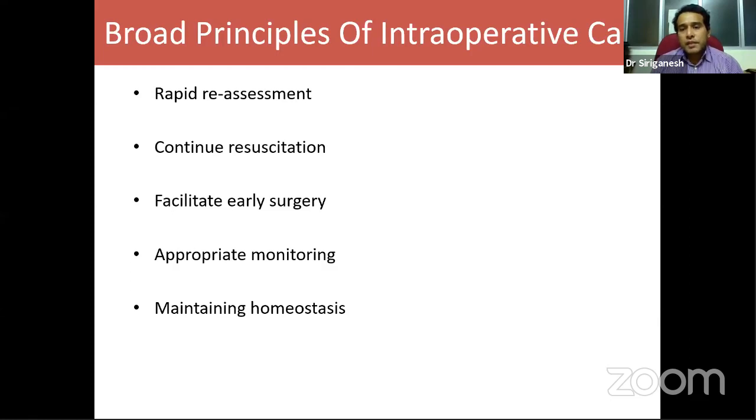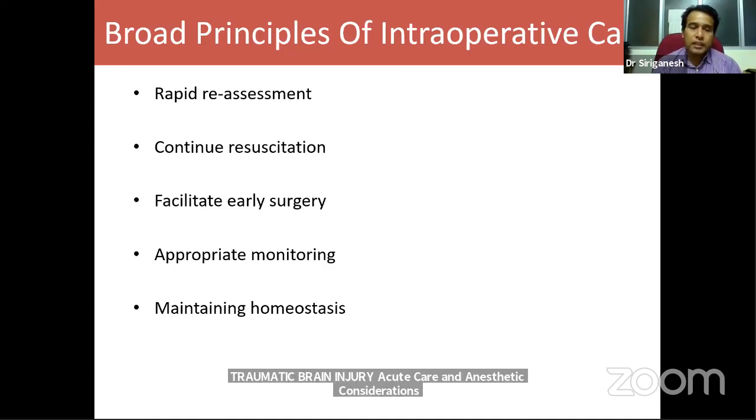The broad principles of intraoperative care are listed here. One is the rapid reassessment when the patient arrives at the operation theatre. The patient's clinical status might have significantly changed from the time of first assessment in the emergency room. It could have improved with resuscitation, or it could have worsened with increase in the size of the lesion. And so it's important that you reassess and document the current neurological status on arrival in the operating room.